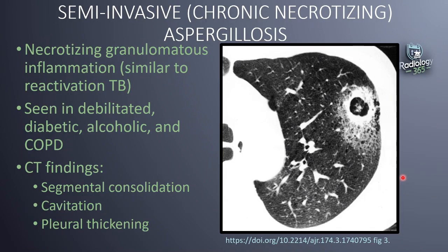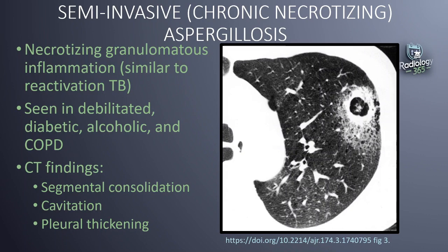Now, the third category is semi-invasive aspergillosis or chronic necrotizing aspergillosis, and this is a necrotizing granulomatous inflammation similar to post-primary TB in its pathology, and this is in response to chronic Aspergillus infection. Semi-invasive aspergillosis is seen in debilitated, diabetic, alcoholic, and COPD patients. Its clinical symptoms include cough, chronic fever, and less commonly hemoptysis. So on CT, there are segmental areas of consolidation, often with cavitation.